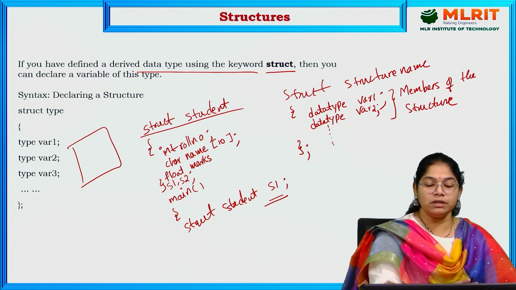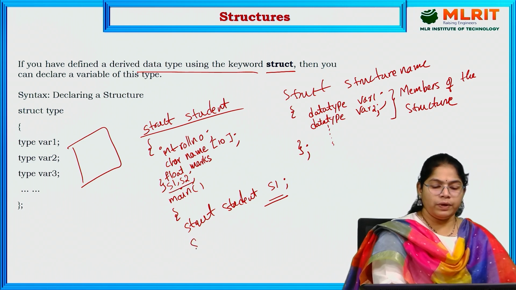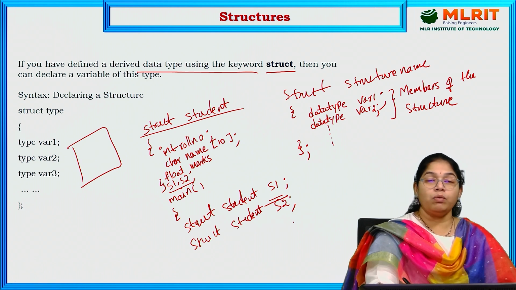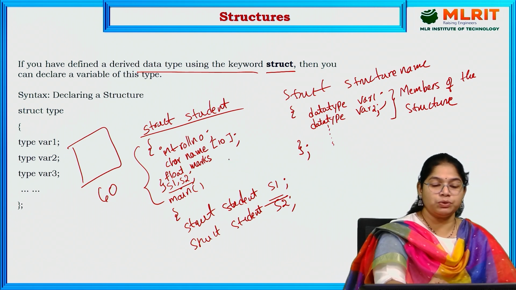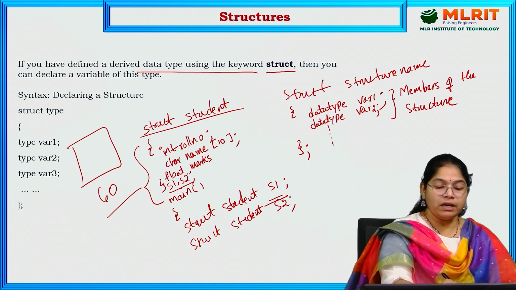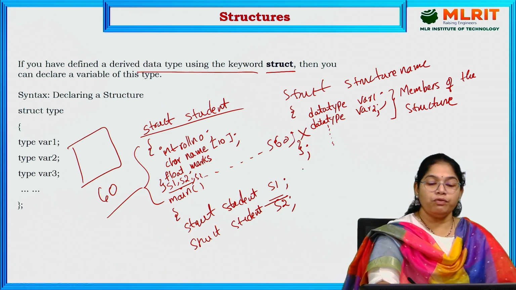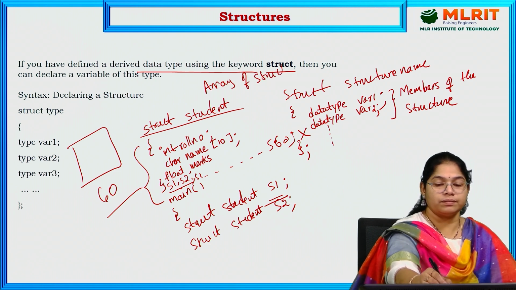Suppose here I consider 2 students. So we can write struct student S1, and create another structure variable, struct student S2. Suppose I want the details of 60 students, like roll number, name and marks for 60 students. Can we write S1, S2, S3, so on up to 60? No, this is not a good practice. For this, we have a concept called array of structures.